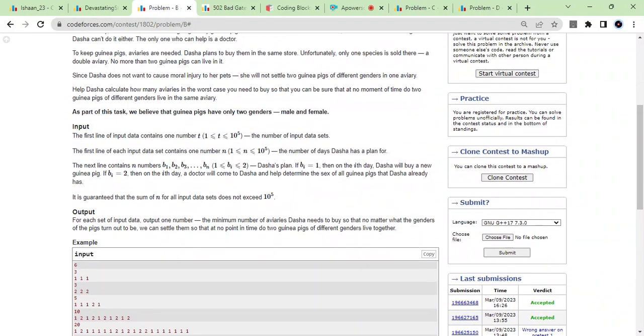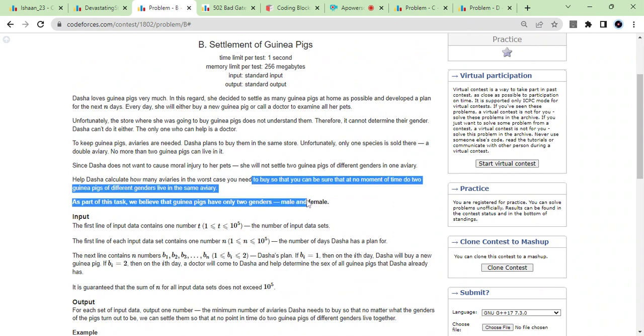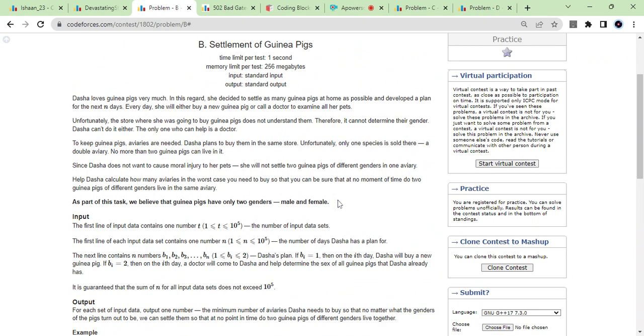Now the thing is, you're storing these pigs into boxes. You want to minimize the number of boxes required to store all these pigs. A box can contain only two pigs. Also, the condition is that a box cannot have pigs of different kinds. One box cannot have one male and one female, basically.